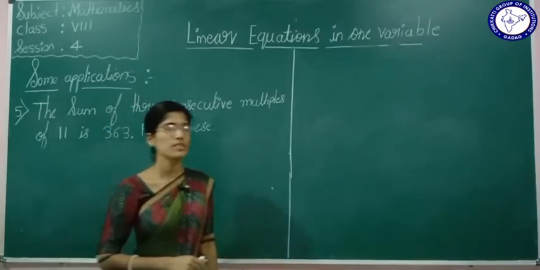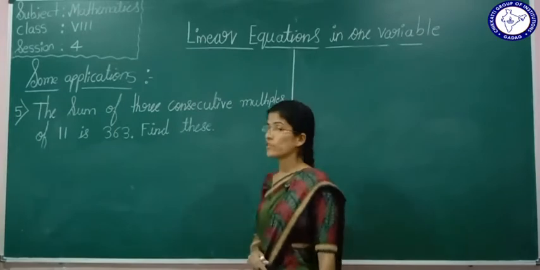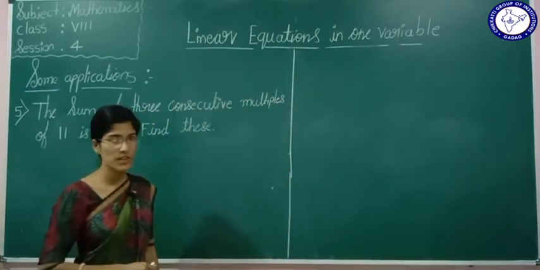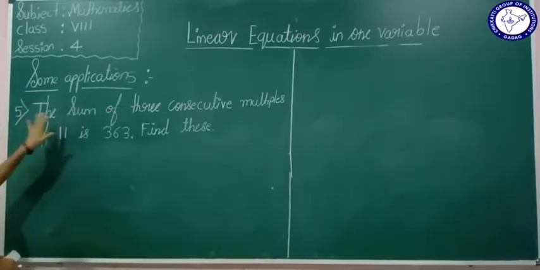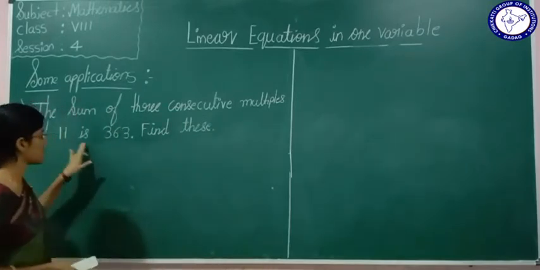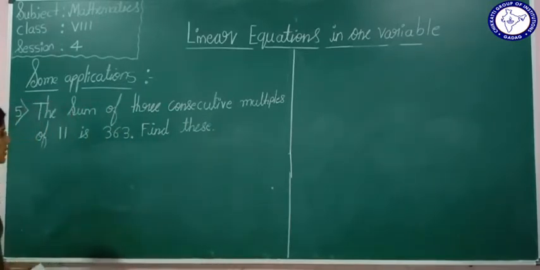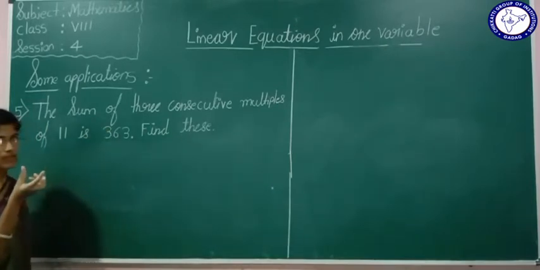Good morning students. In the last class we discussed some applications of linear equations in one variable. In today's class we are going to do some more problems. See, the fifth problem tells us that the sum of three consecutive multiples of 11 is 363. Find these. What this question is telling me is the sum of three consecutive multiples of 11.